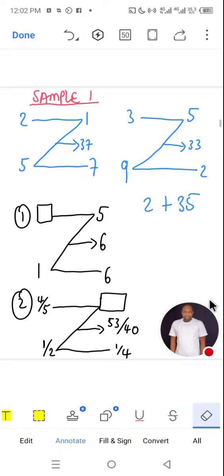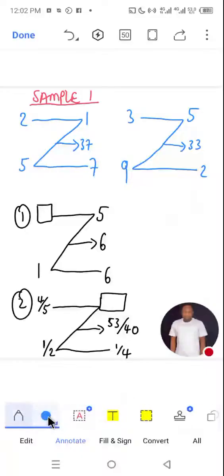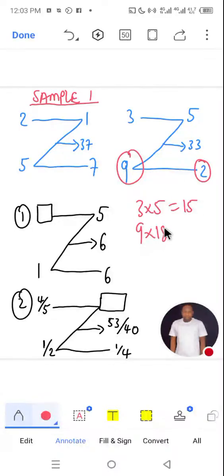But before you conclude that that is the answer, you must also use the second sample to confirm if it is true. So we'll do 3 times 5, multiplying the top. 3 times 5 is 15. Then we multiply the one at the bottom: 9 times 2 is 18. And what is 15 plus 18? Isn't that 33? So that's how this one was gotten. I hope you've seen it now.